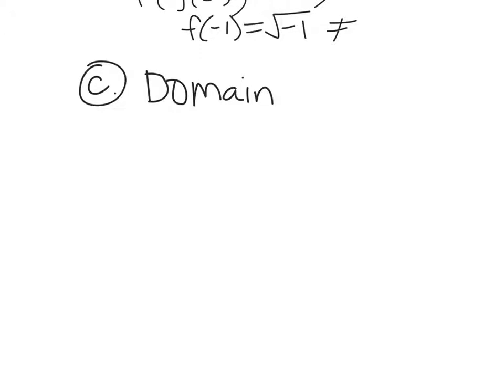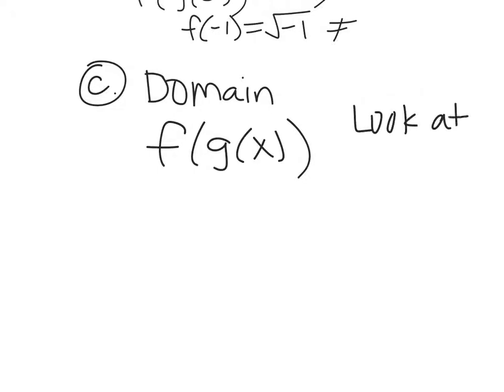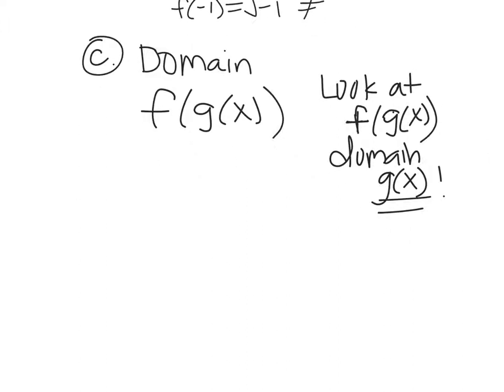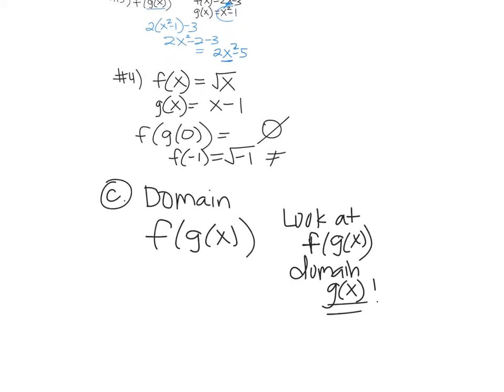So when we're looking at the domain of f of g of x, we need to do two things. We need to look at the domain of the entire thing, f of g of x, but then we also need to look at the domain of g of x to make sure that the numbers can get placed into g of x first and then into f of x. Okay? All right, so we're going to do two of these. We're on number 5.